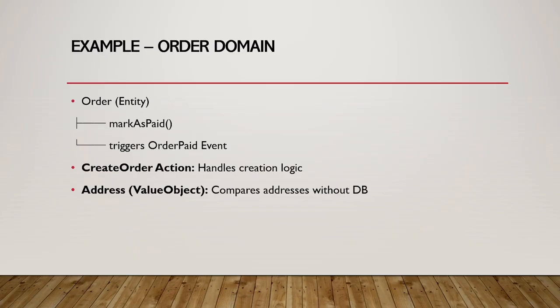Example in an order domain. Let's look at a quick example of an order domain using DDD. You have an order entity. Inside it, there is a method called markAsPaid, and that may trigger an order paid event. Then you have a create order action or service that handles all the creation logic, so your controller stays clean. And for the address, instead of saving it as plain text, you wrap it in a value object so you can compare or validate it without even hitting the database.